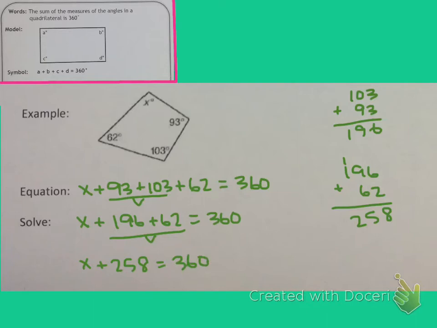And again, I want to get that x by itself on one side, so I need to get rid of the plus 258. So I'm going to subtract 258 from both sides because we need to balance. And 360 minus 258 is 102, and we cannot forget our degree symbol. So x equals 102 degrees.